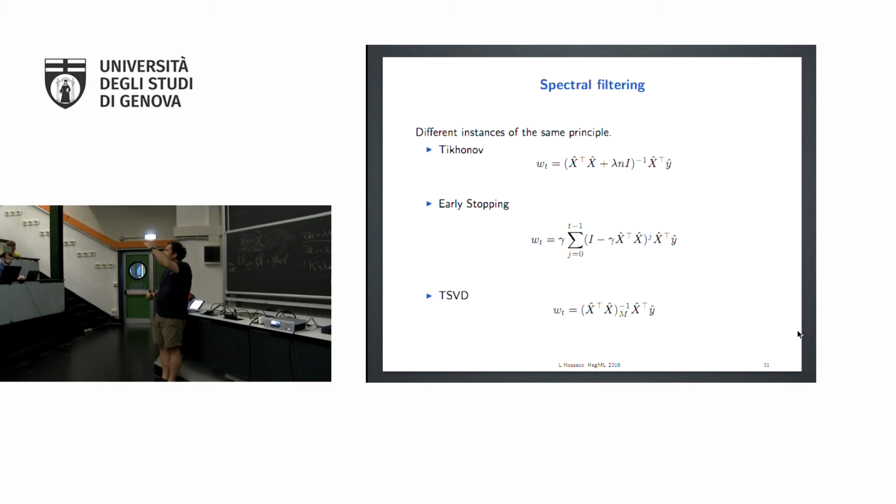These three algorithms I showed you are a family of what is sometimes called spectral regularization or spectral filtering, because basically they are all very similar in a way. In which sense? They have something very similar and something very different. What's similar and what's different?